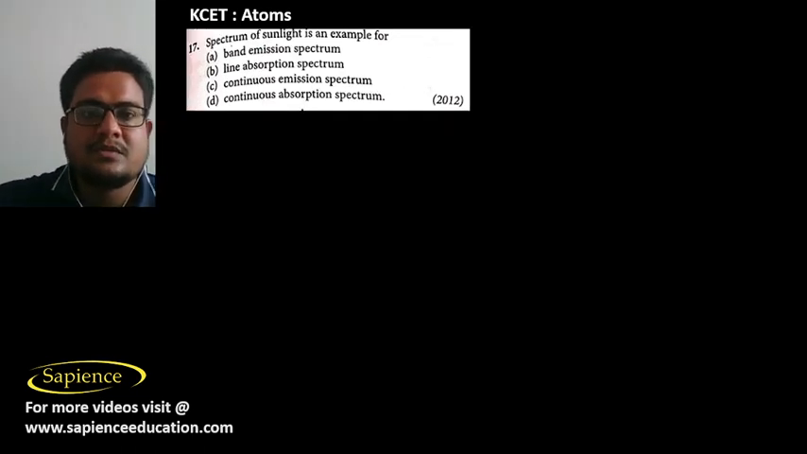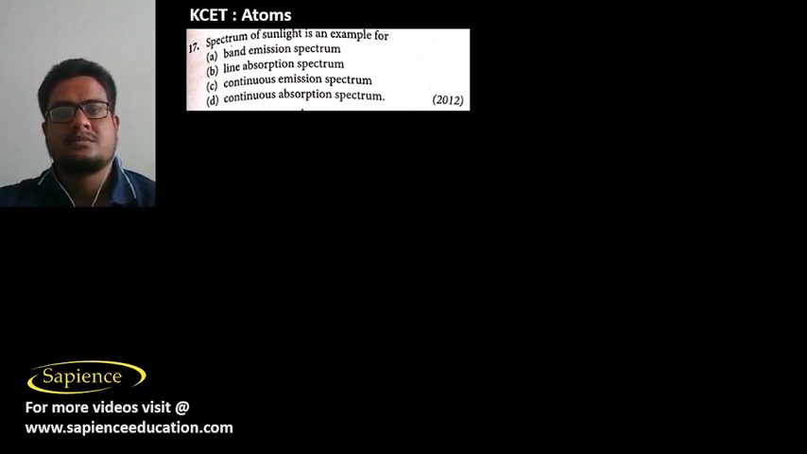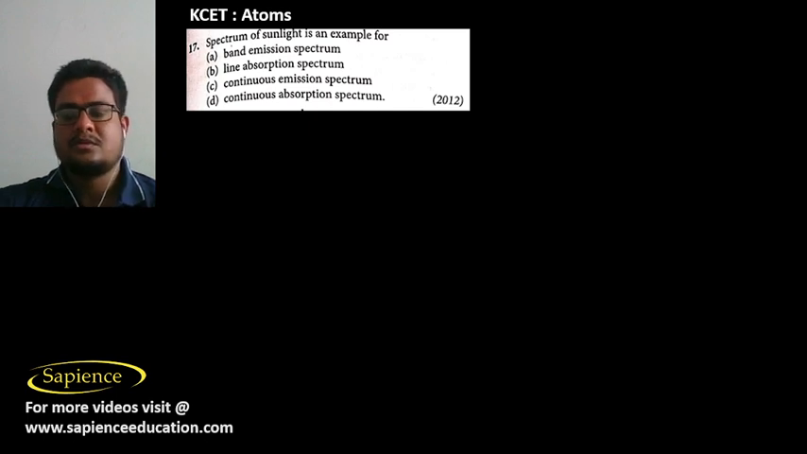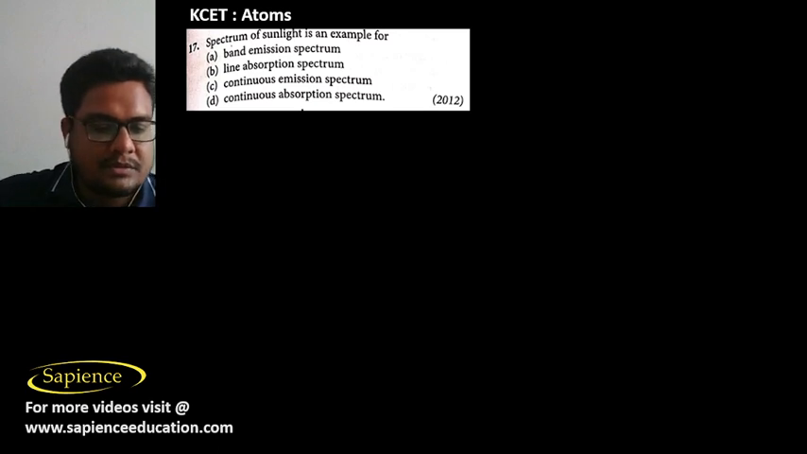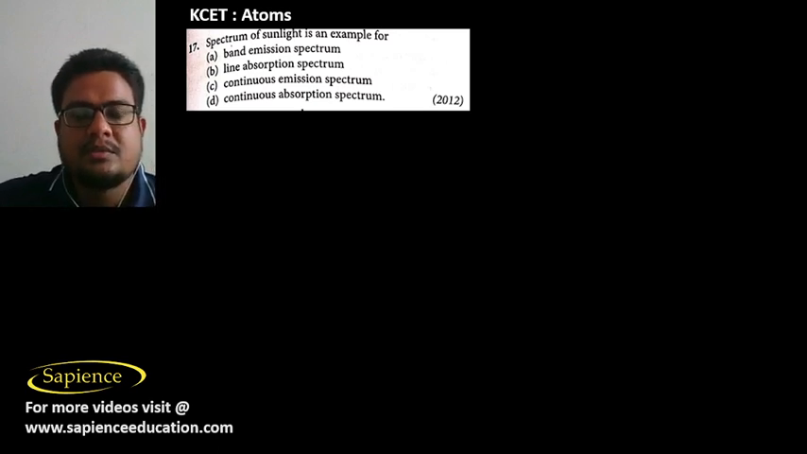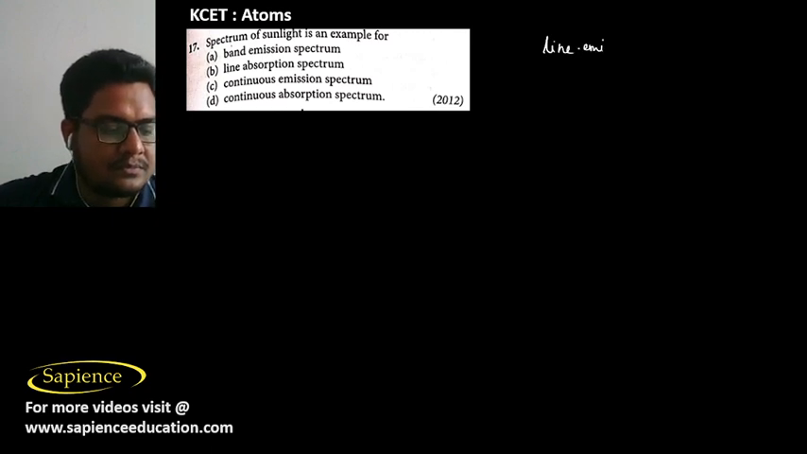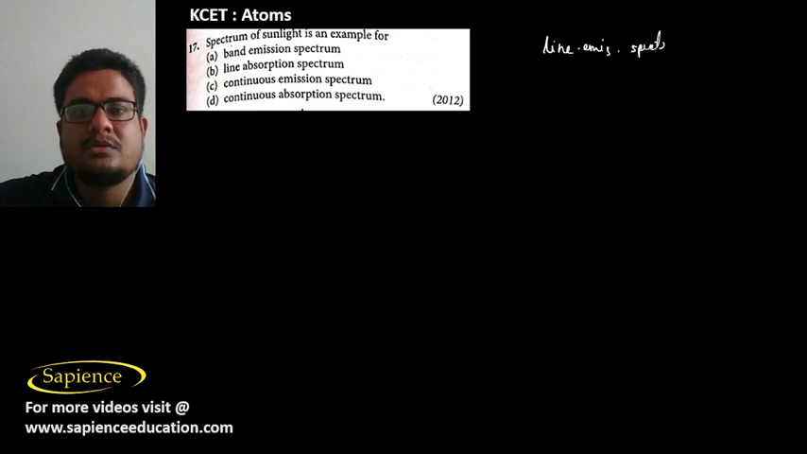Then question number 17. It is told the spectrum of sunlight is an example for band emission spectrum, line emission spectrum, and continuous emission spectrum. The spectrum of sunlight is an example for line emission spectrum. And B is the correct answer.